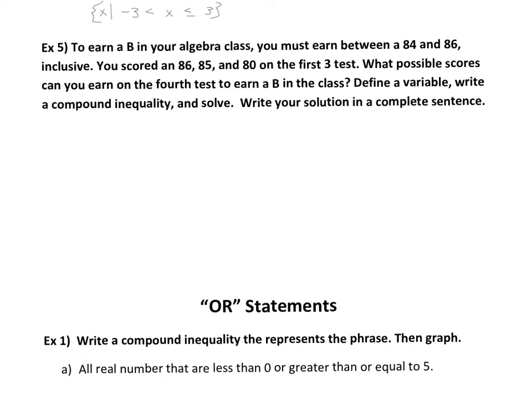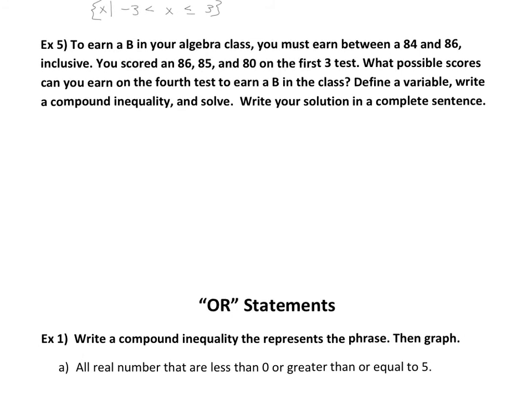To earn a B in your algebra class, you must earn between an 85 and an 86 inclusive, okay? So inclusive just means in between. It's an and statement. You've scored an 86, an 85, and an 80 on the first 3 tests. What possible scores can you earn on the 4th test to earn a B in the class? Define a variable, write a compound inequality, and solve. Write your solution in a complete sentence.